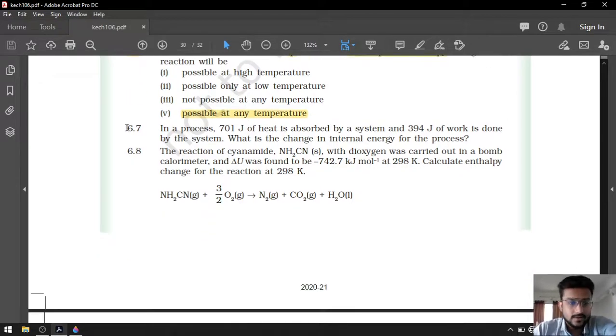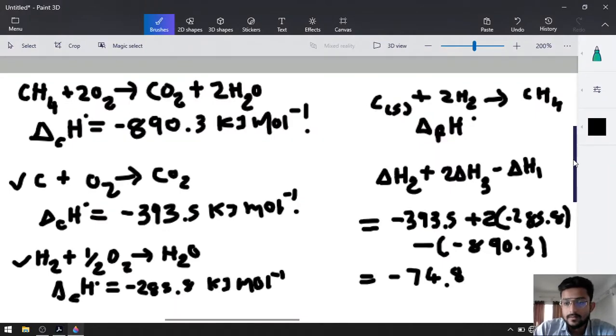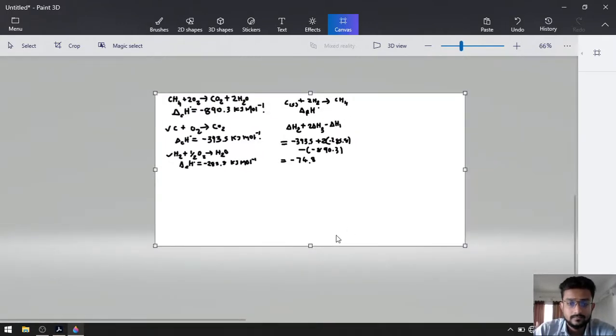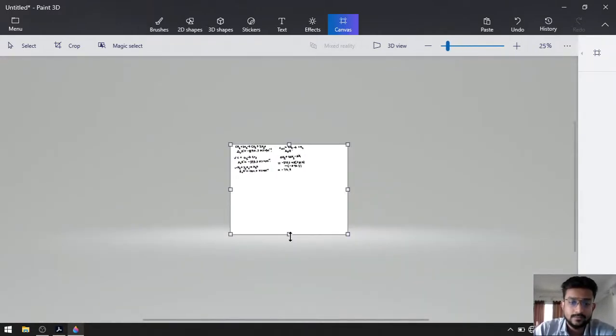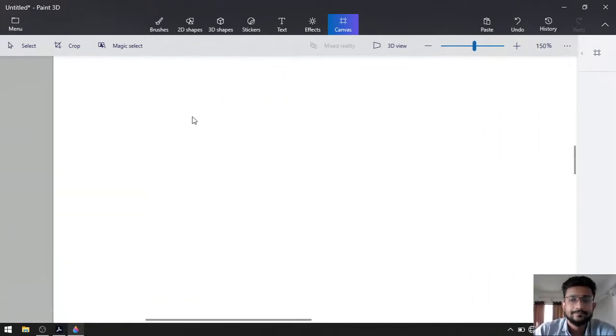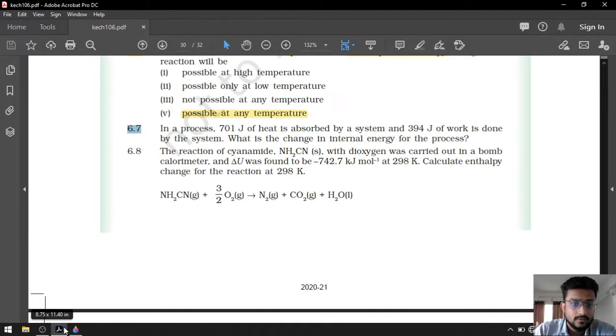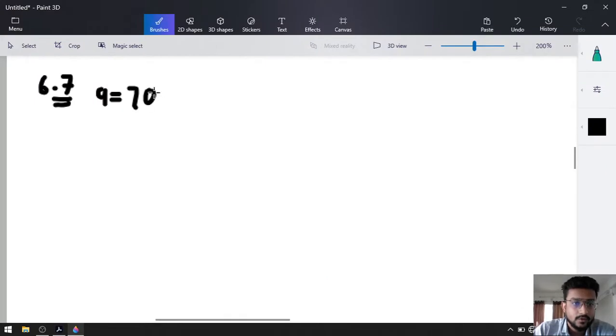After that, question number 6.7. In the process, 701 joule of heat is absorbed by the system. So let's solve your next problem. Heat is absorbed, so Q will be positive. It is equal to 701 joule.